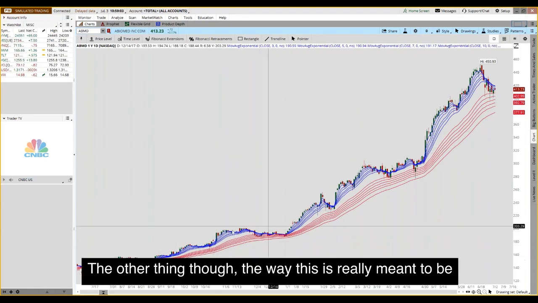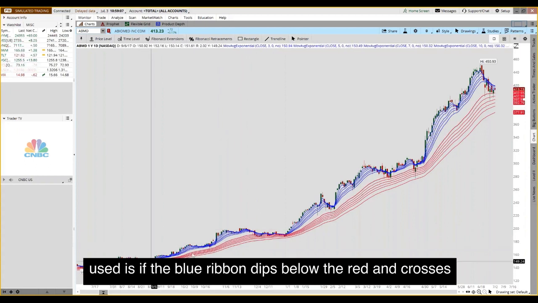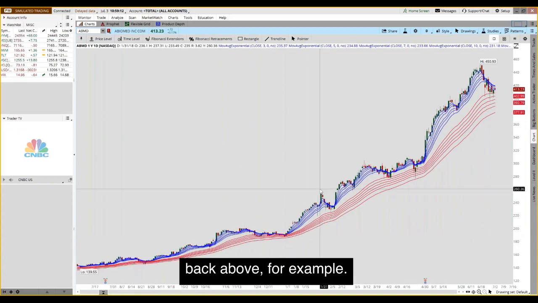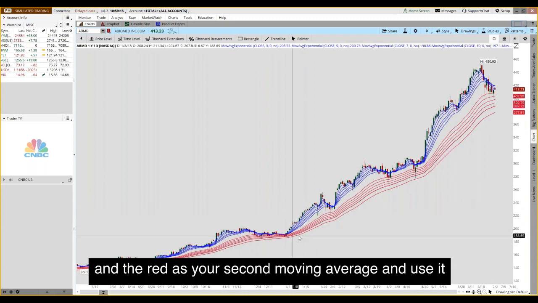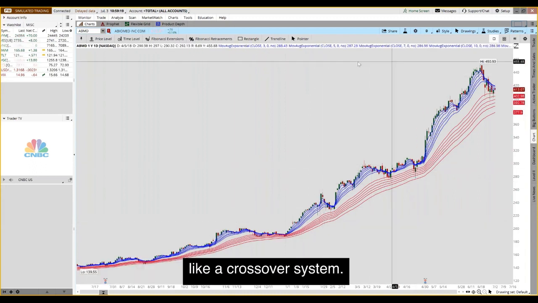The way this is really meant to be used is if the blue ribbon dips below the red and crosses back above, for example. So you want to think of the blue as one moving average and the red as your second moving average, and use it like a crossover system.